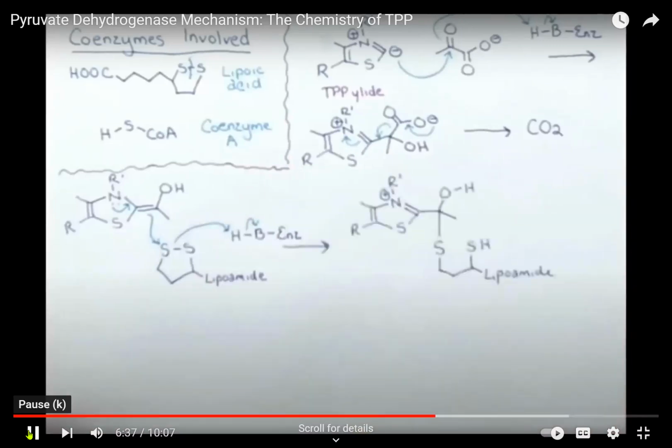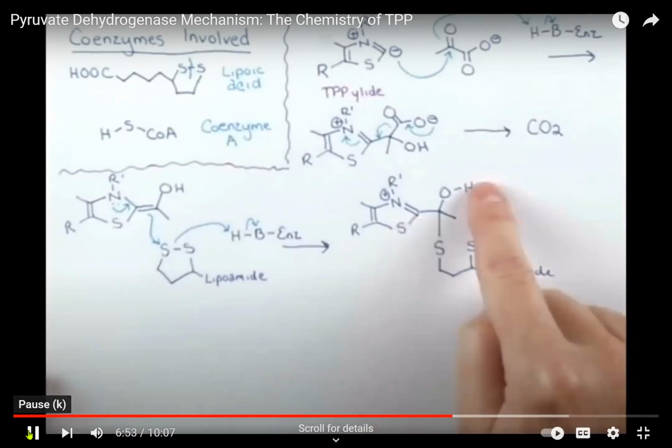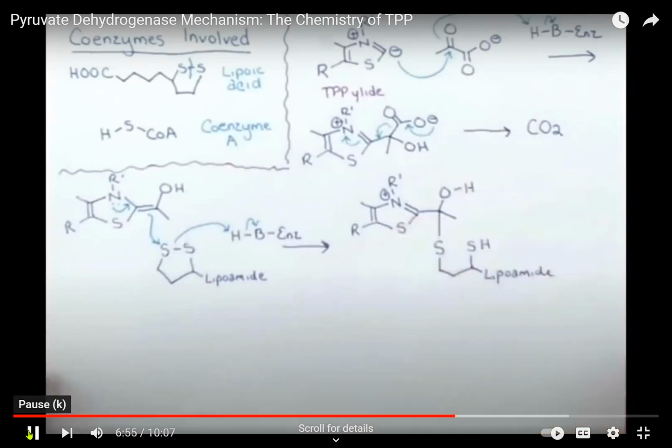Because enzymes catalyze many reactions very quickly, we need to get the coenzyme back to the way it was so it can attack another molecule of pyruvate. So what we're going to do is put a negative charge back on here. We can deprotonate this hydrogen, reform a carbonyl compound, and break this bond to do so. Let's look at how that happens.